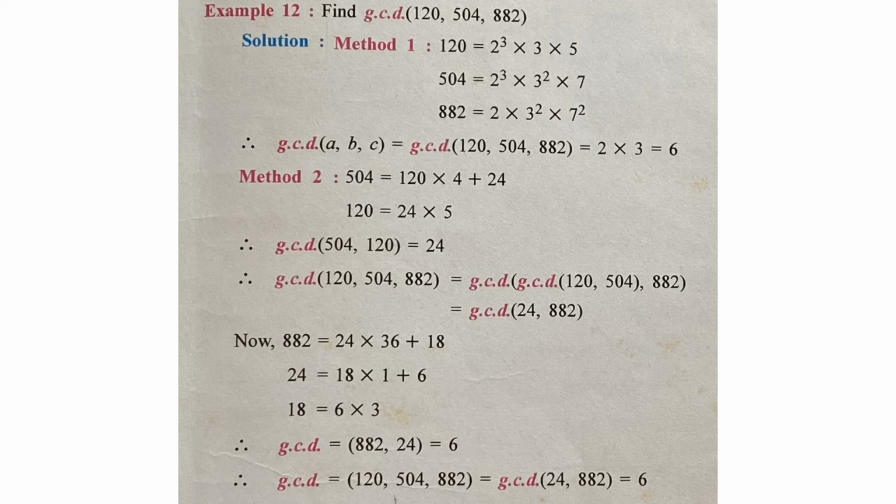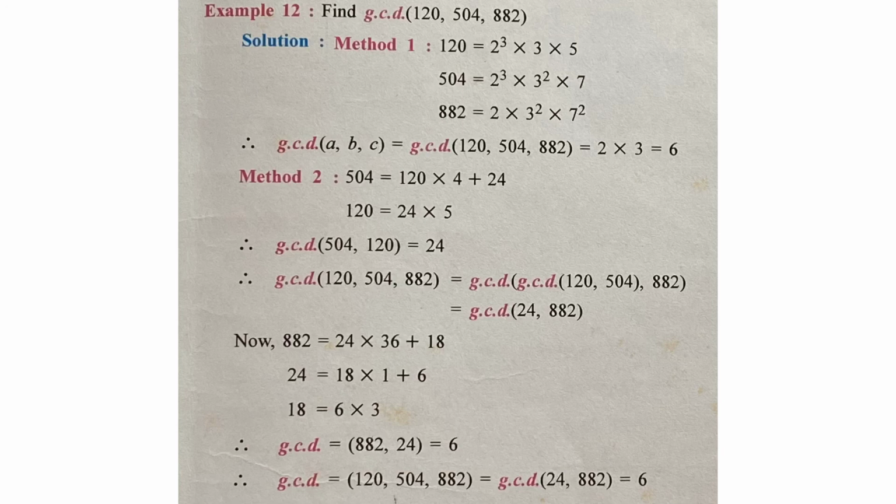In this method, you have to take any two numbers first. Here we have taken 504 and 120. Now 504 is greater than 120, so we will divide 504 by 120 and write it in the form A is equal to BQ plus R. So 504 is equal to 120 into 4 plus 24. Now you know what you have to do. You have to divide 120 by 24 and it can be written as 120 is equal to 24 into 5 plus 0. So GCD of 504 and 120 is 24.